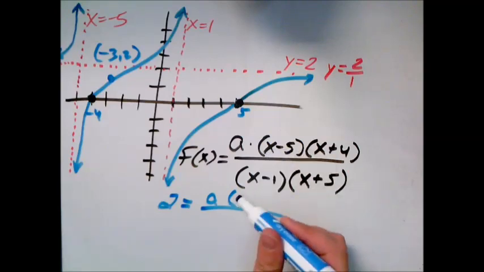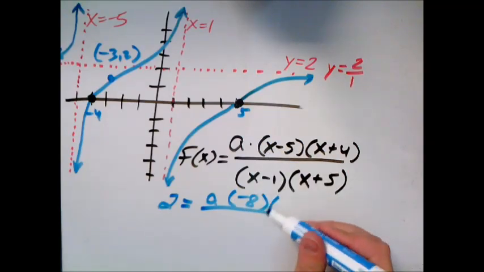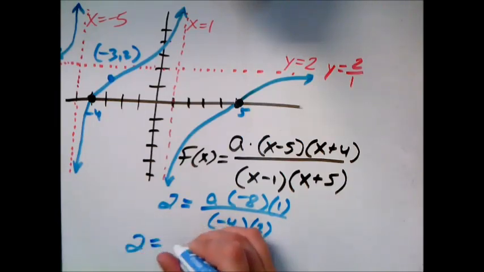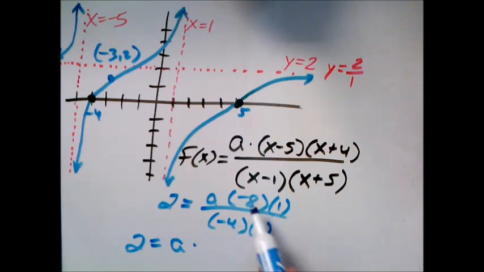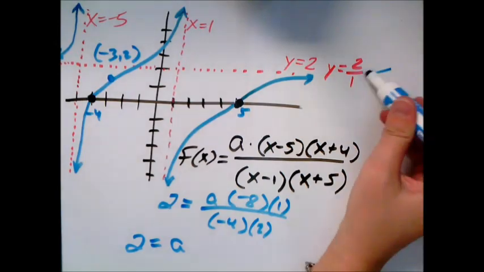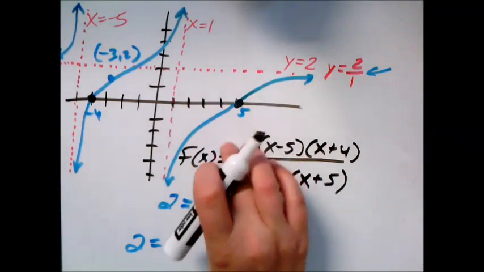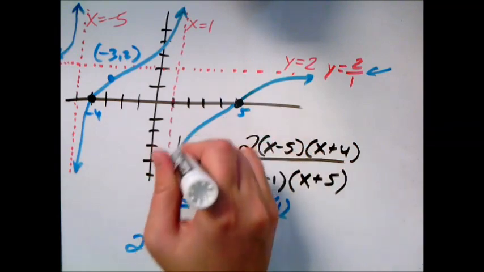So -3 minus 5 is -8. -3 plus 4 is 1. -3 minus 1, I'm putting in x is -3, is -4. And -3 plus 5 is 2. So this looks like 2 equals a times, the negatives will cancel, 8 over 8, so 1. So it looks like a is 2. See how that went along with what we thought here? So now we know our whole equation.